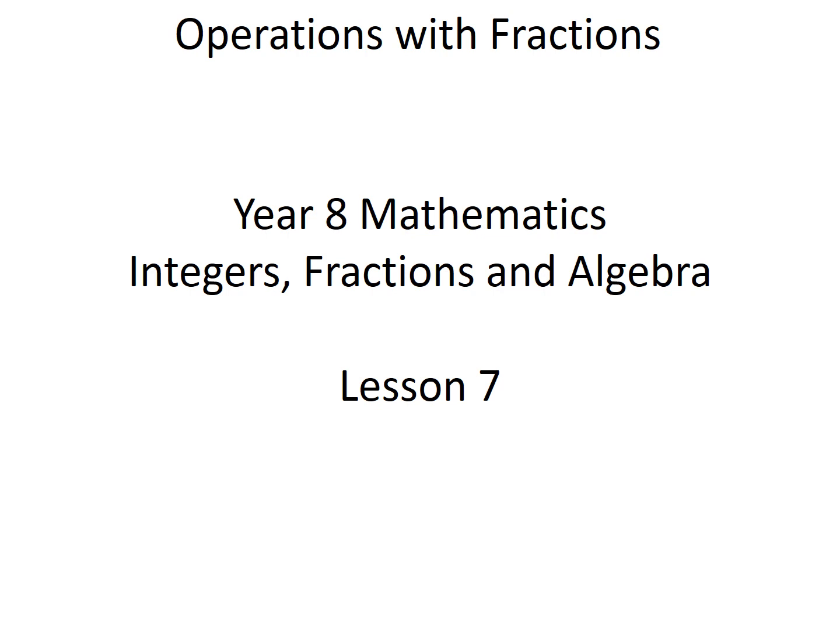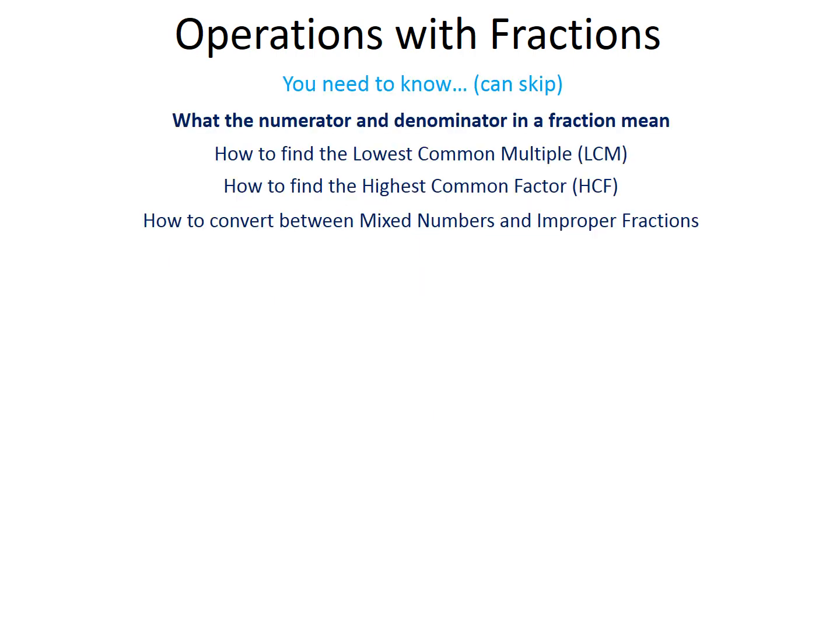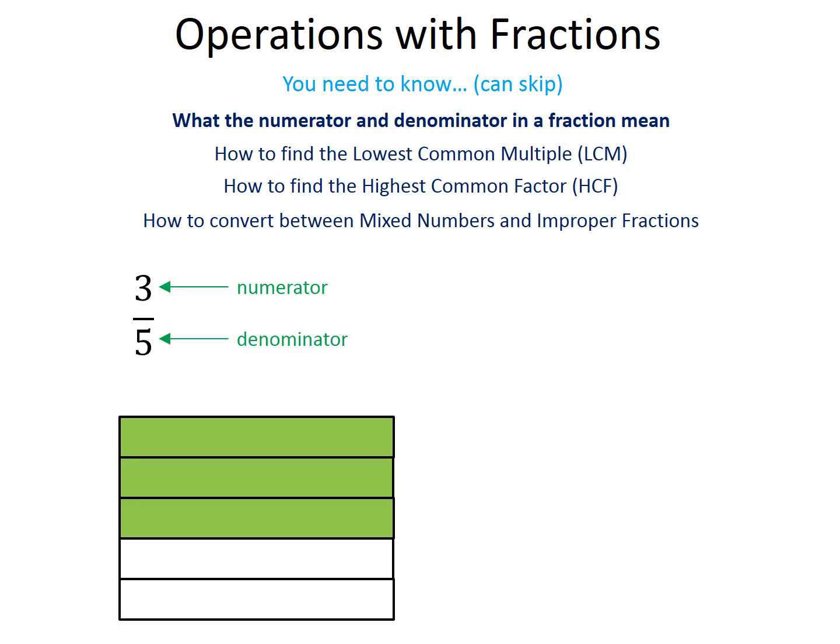In this lesson, we're going to be reviewing how we add, subtract, multiply, and divide fractions. First, let's just remember what the denominator and the numerator mean in a fraction. So I've got 3 over 5 there, and the 3 is the numerator, the 5 is the denominator, because the denominator tells me how many pieces make up a whole, so 5 sections in total, and the numerator tells me how many are actually shaded in, which is 3.